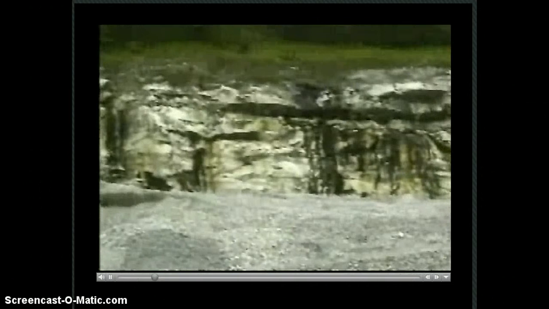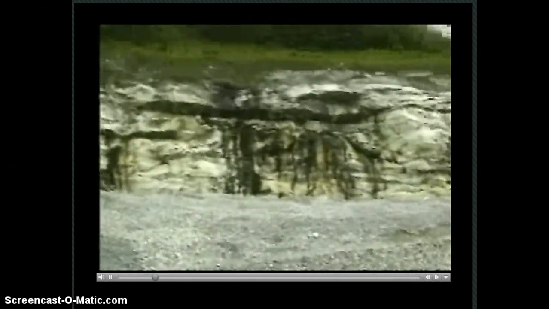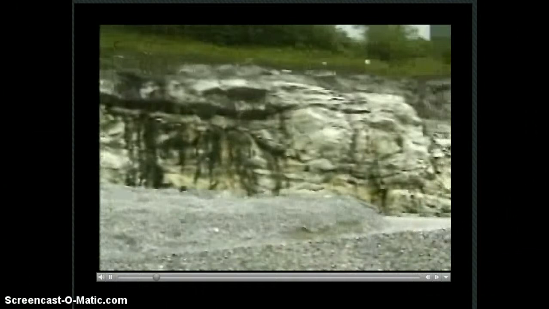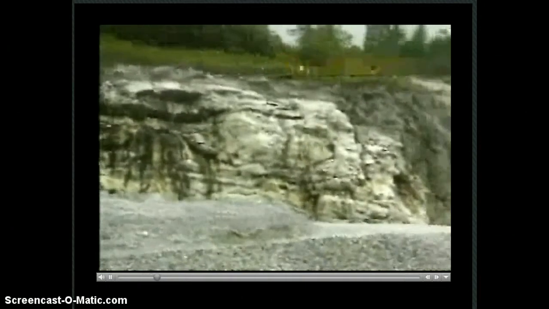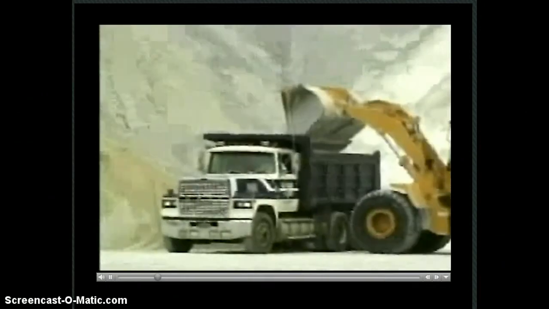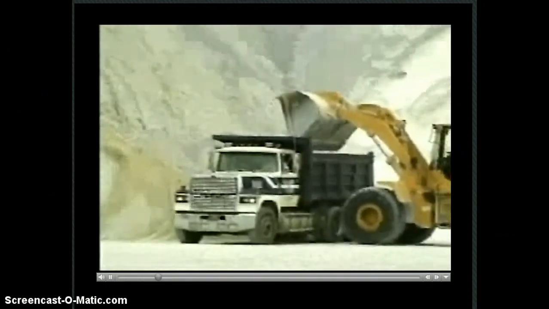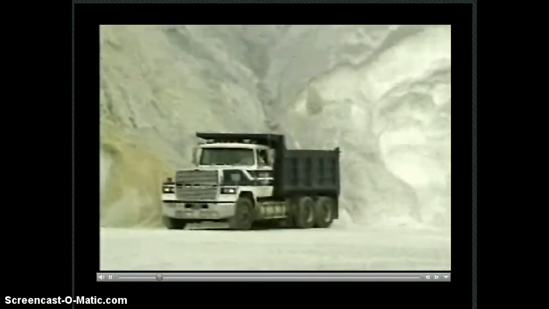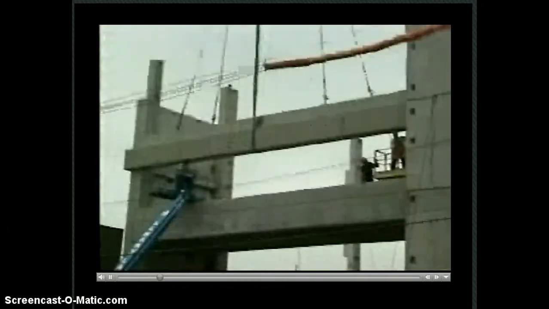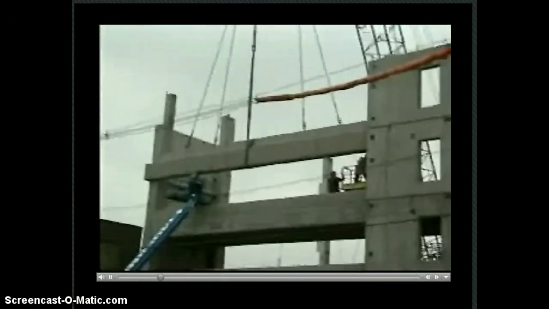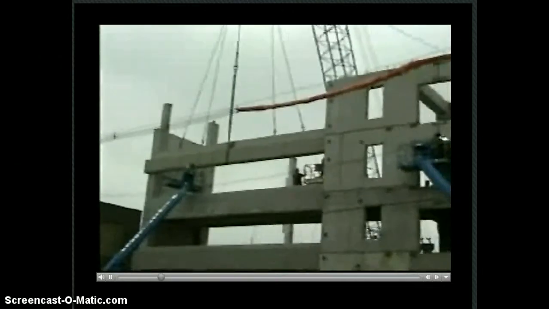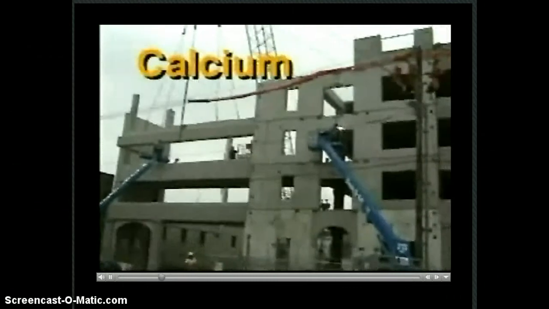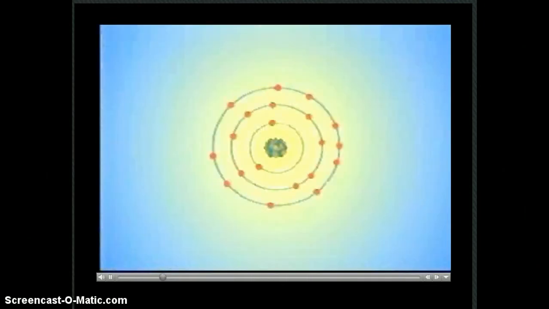Understanding the structure of the atom is important in understanding how chemical bonds form. This substance is limestone, a rock found in the earth. Limestone is mined in quarries like this one and is used in a wide variety of products. For example, limestone is an important component in cement used in building all types of things. The major element in limestone is calcium. This is a calcium atom.